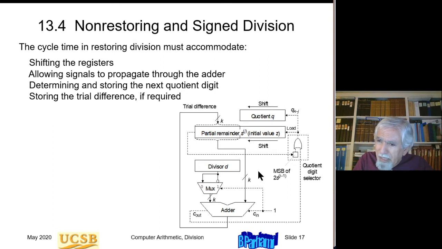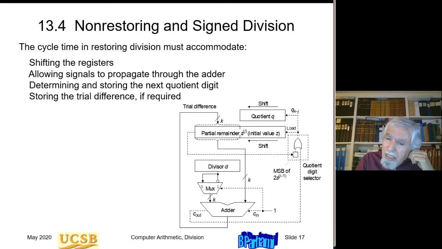Each cycle is lengthened by the fact that the decision whether or not to load this register is made after some latency, after this adder has done its work, after this logic has done its work, and we know what the quotient digit is. Whereas if we store a value into that register just when it's produced by the adder, this can be done faster.